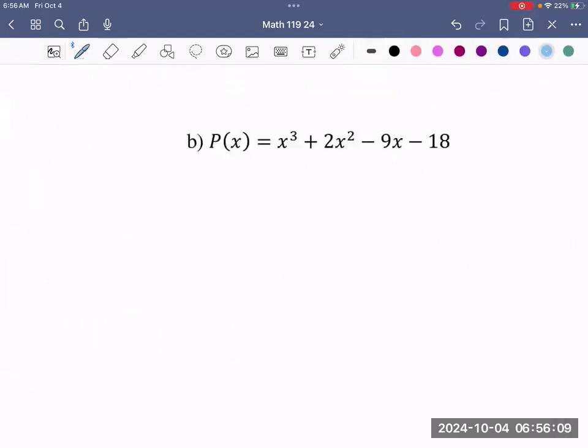Now for this one, when we factor, there's 4 terms. We're going to factor by grouping. So we can pull out an x. Well, first set equal to 0.